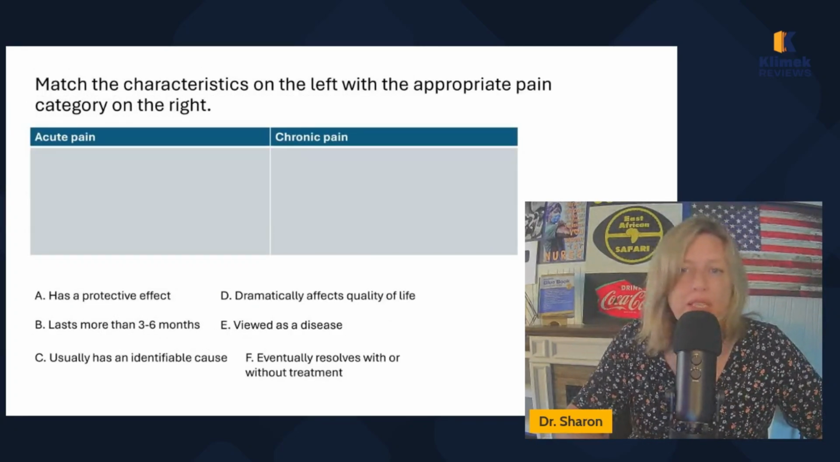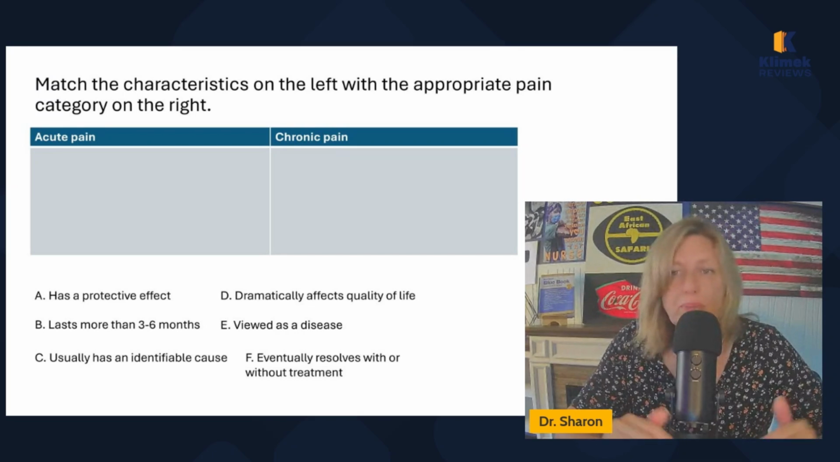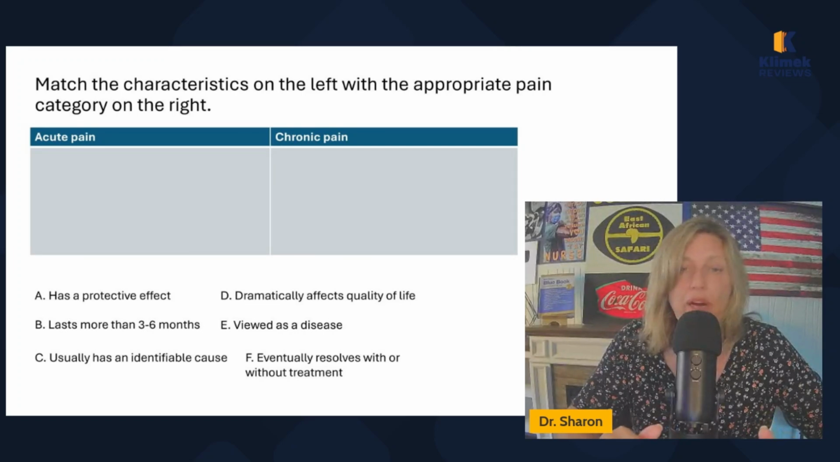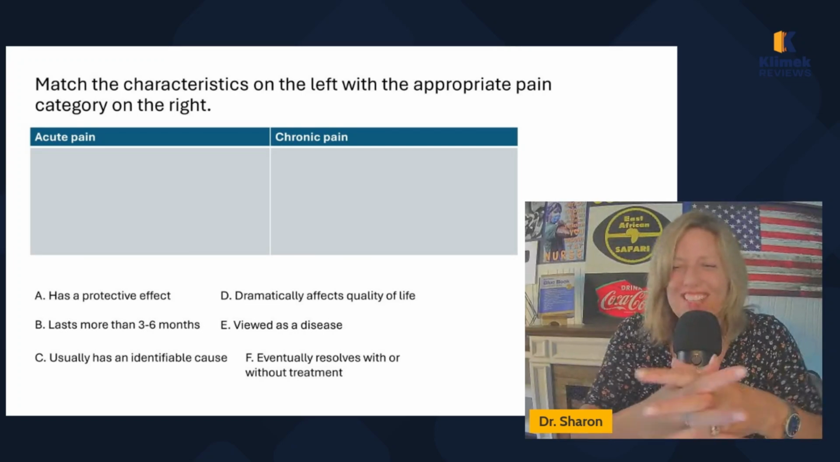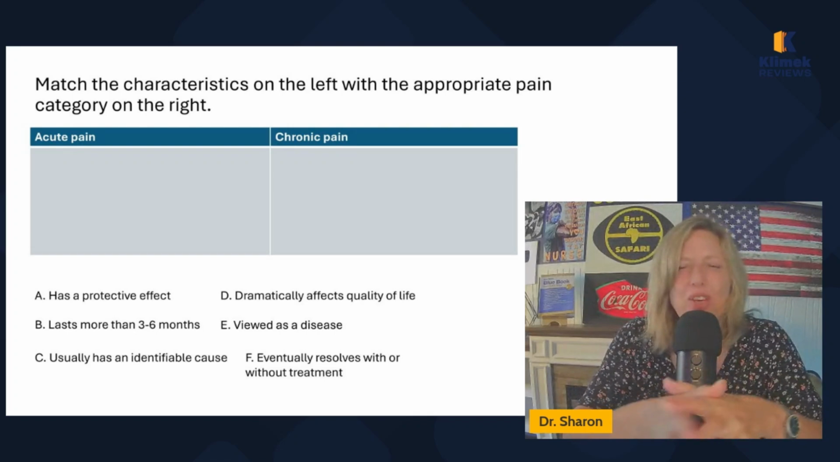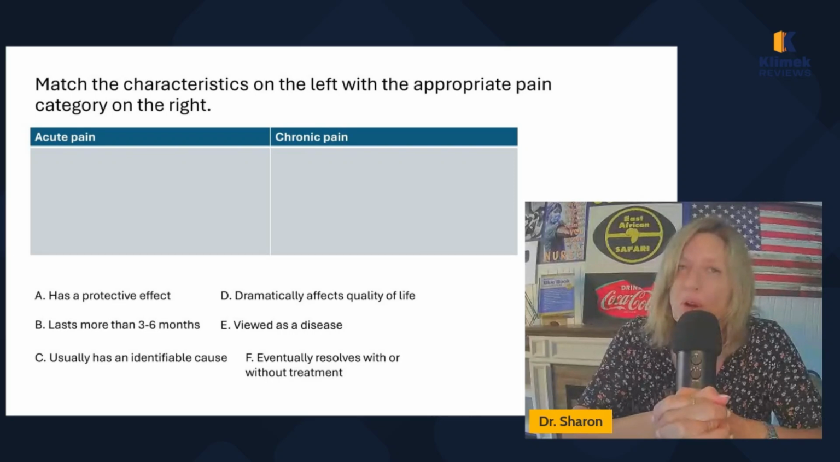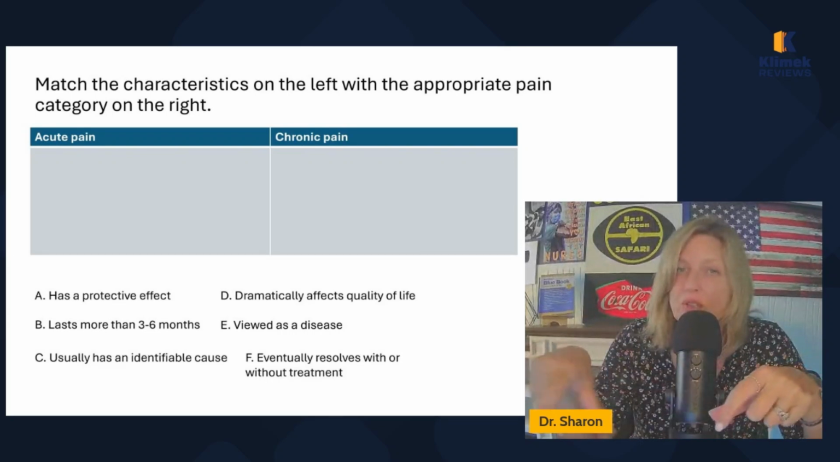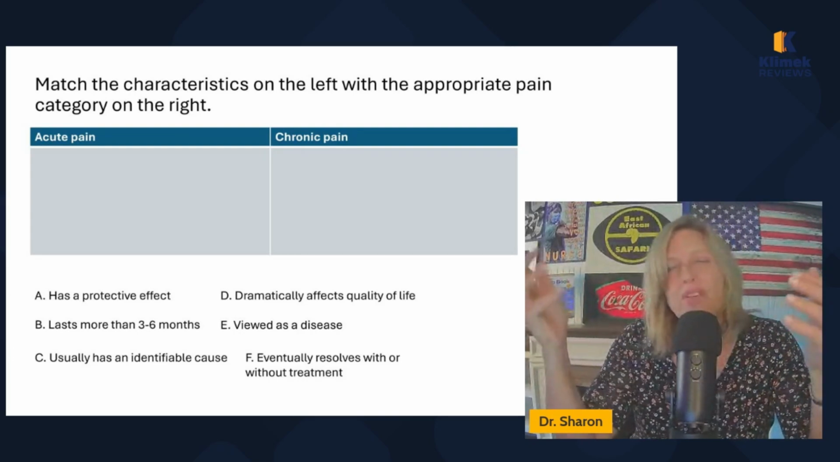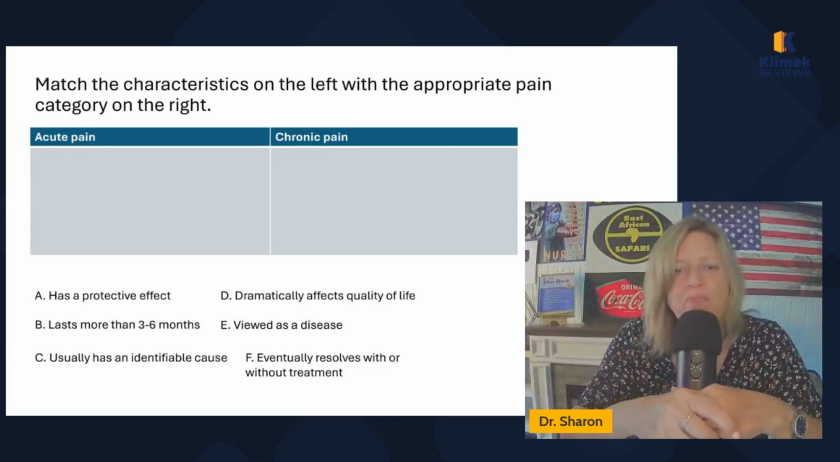Match the characteristics on the left. Oh, I should have said below. Match the characteristics below with the appropriate pain category above. Sorry for the typo. All right, we've got acute pain and chronic pain. So this is pretty fundamental. Do you know the difference between acute and chronic pain? So acute is short-term, chronic is long-term. And you go, I know the difference, but there's a couple other subtle differences, okay?